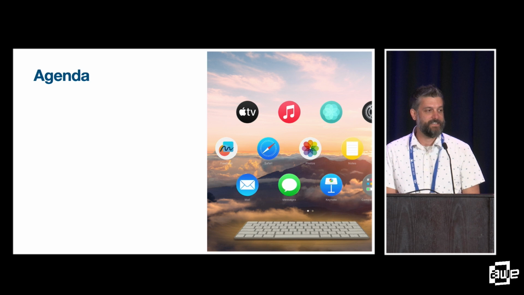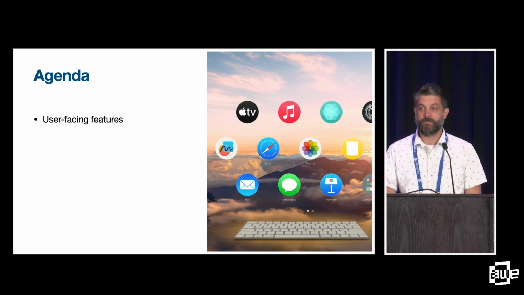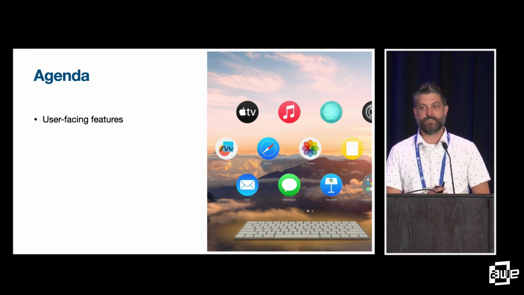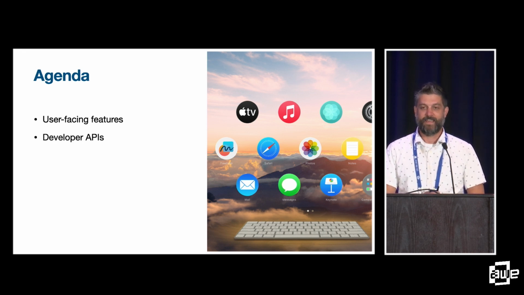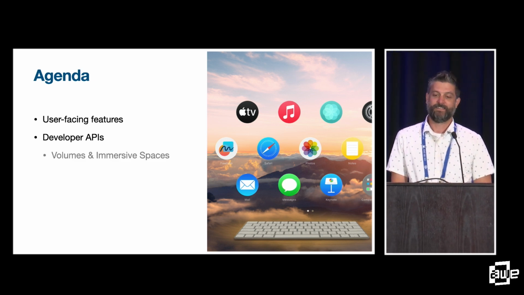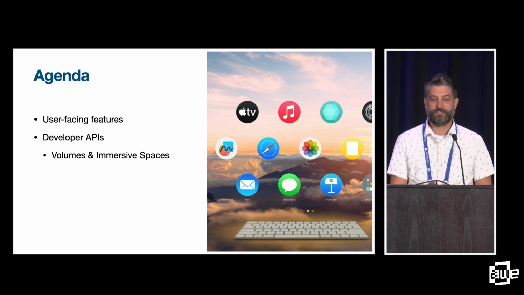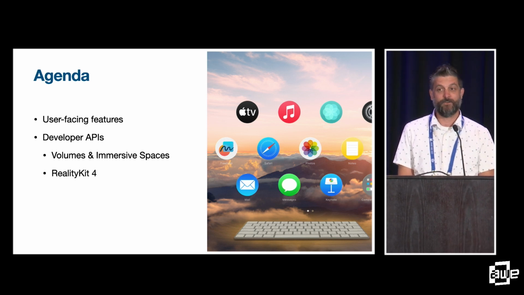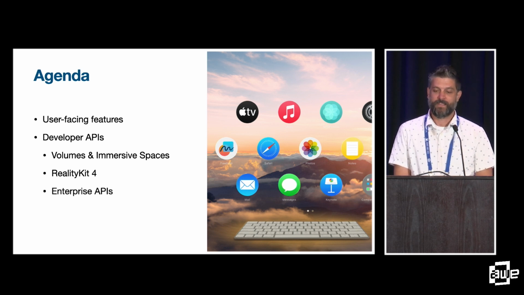All right, so jumping into the agenda. First I'm going to start with some of the user-facing features, things that are available in the visionOS beta right now, or things that are coming later this summer. And then I'm going to jump into what I think are the really fun pieces, the developer APIs, starting with new additions to volumes and immersive spaces, RealityKit 4, and Reality Composer Pro 2. Some of the new enterprise APIs that are available, and even more.